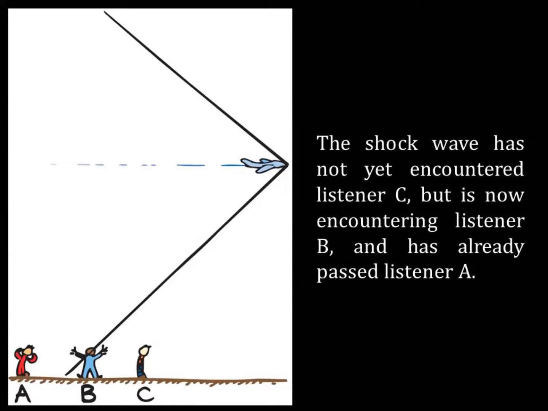Listener A has heard the shock, B is hearing the shock, and C hasn't heard the shock yet. This angle, the structure that's created by these concentric rings that are no longer concentric, actually, will indicate that the plane is going to have this thunderous clap, this breaking the sound barrier.